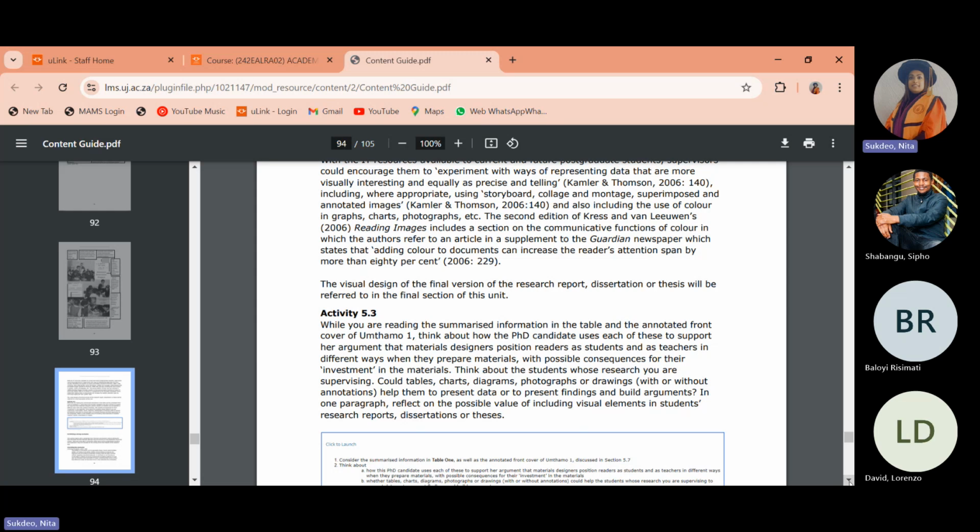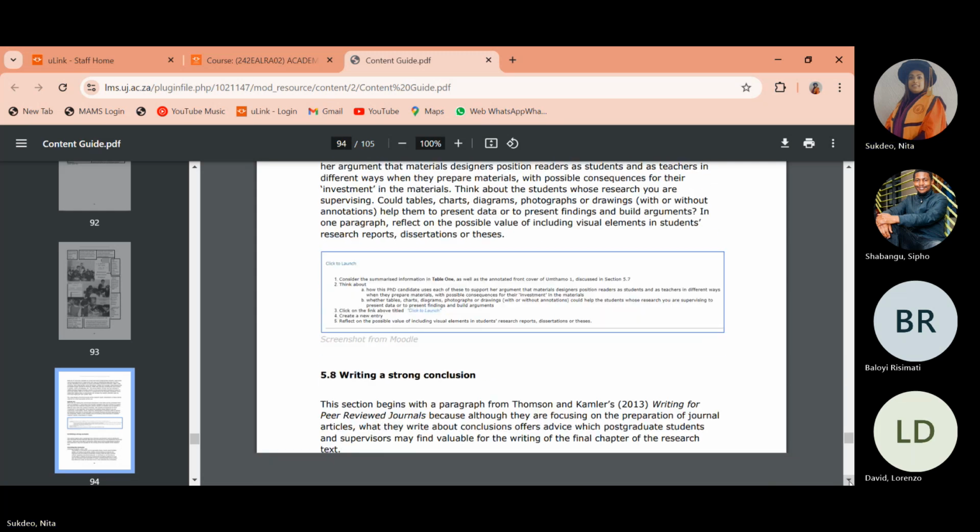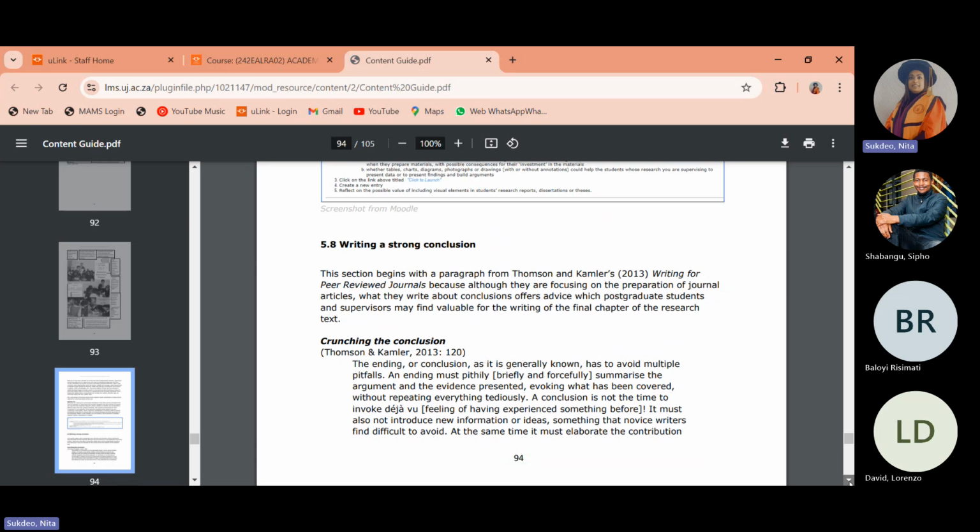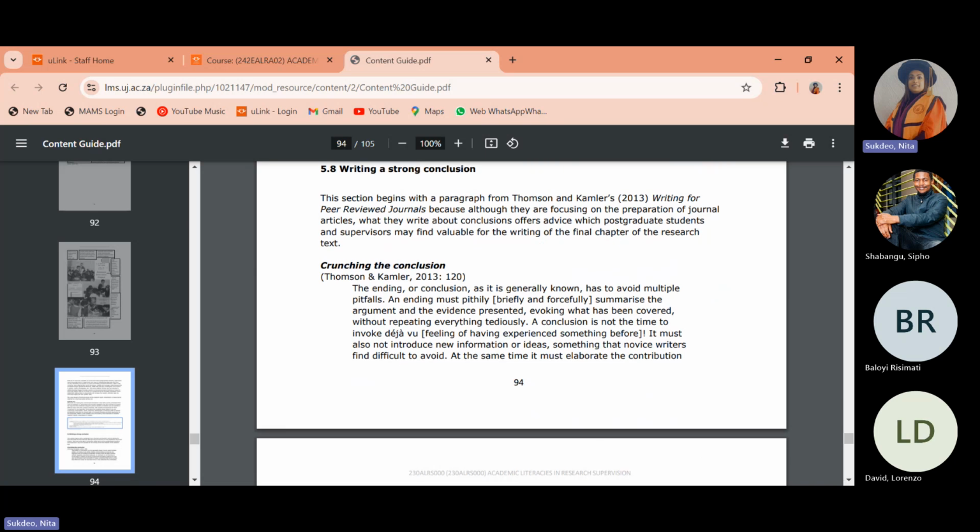So, writing a paragraph on how your students' use of visual elements will possibly add value to their study. I think that's fairly simple. Activity 5.3, you think you can handle that? Even if you put yourself in the shoes of the student and you write from your research journey, if you added charts and diagrams, what value did it add to your research? So look at it from that context, okay?